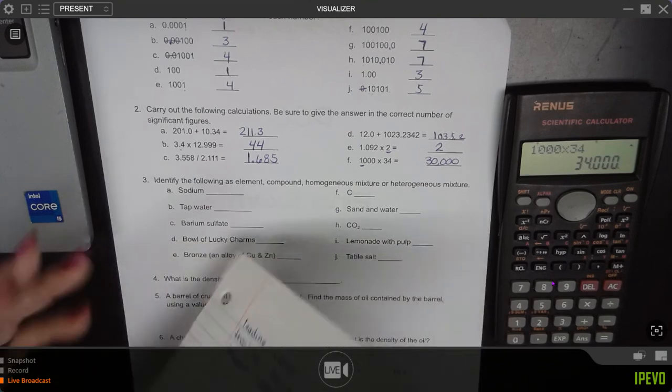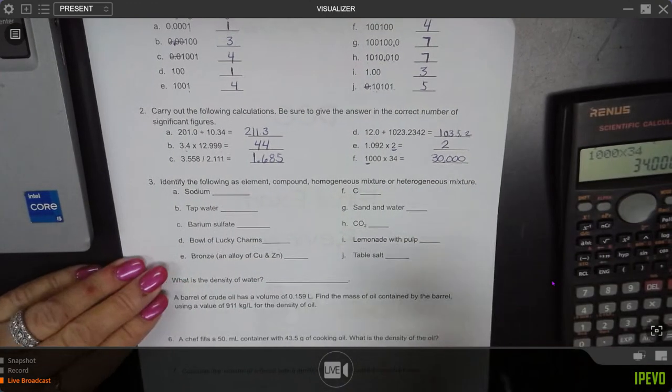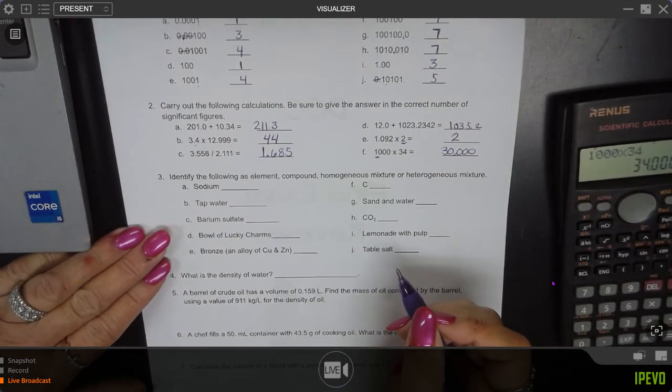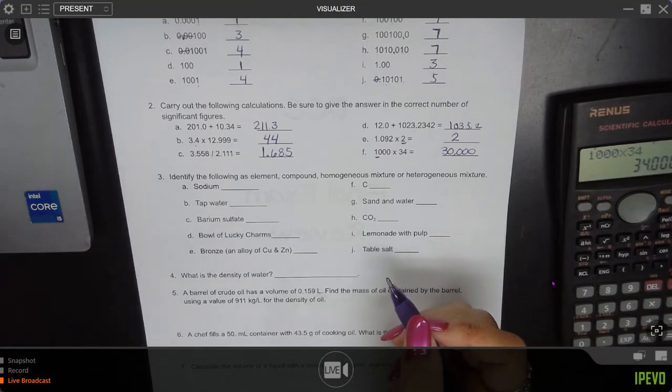Okay, compounds, elements, homogeneous, heterogeneous. Compound would have 2 elements, at least 2 elements in it.